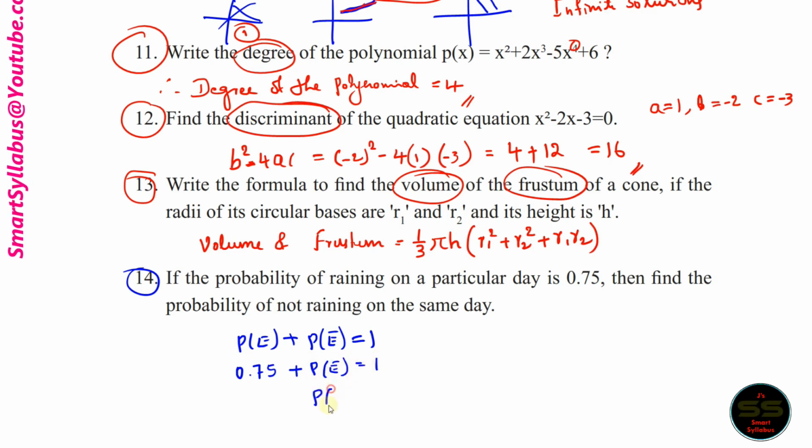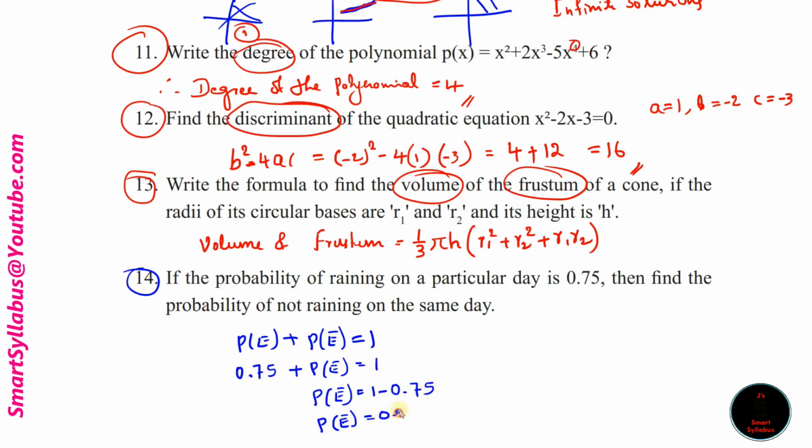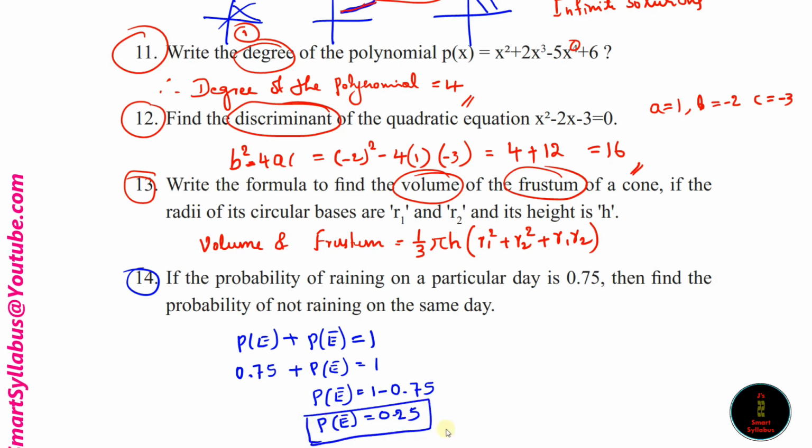So we need P of E dash, or you can say negation E, that's equal to 1. Then 0.75 on the other side, we get minus 0.75. So P of negation E is equal to 1 minus 0.75. Just subtract this, we'll get 0.25. This is the required answer.